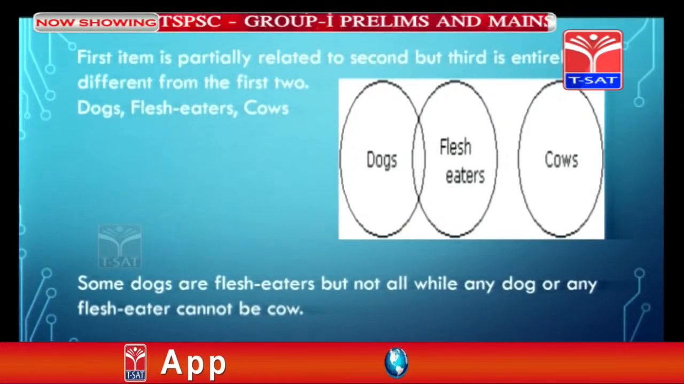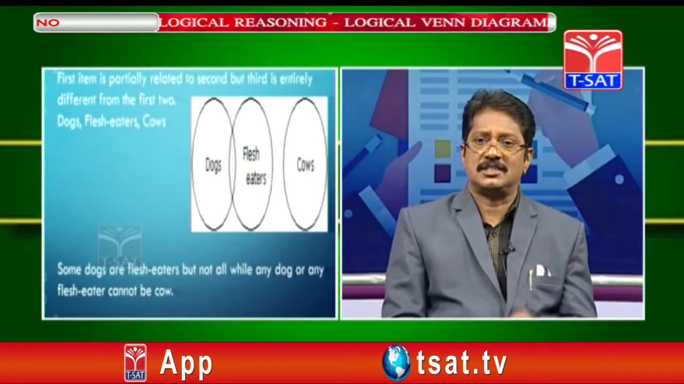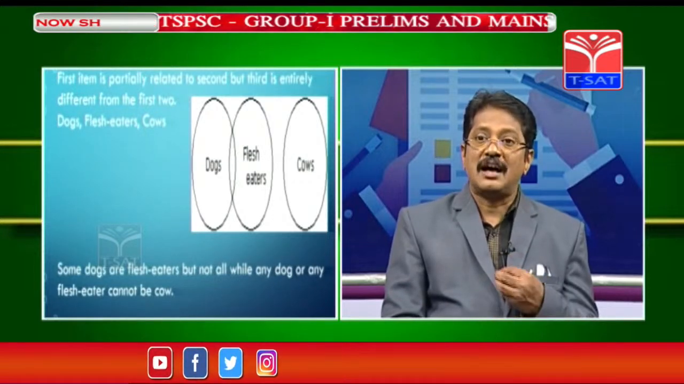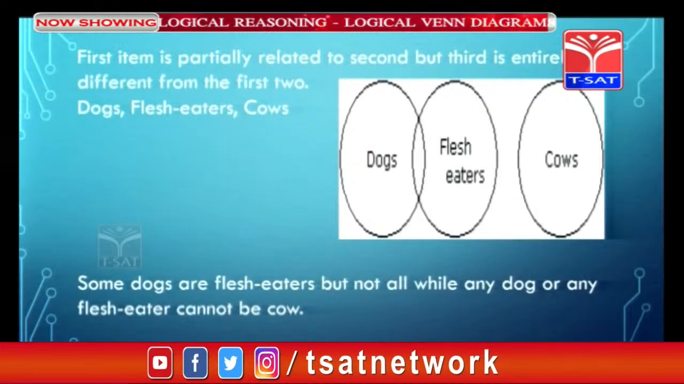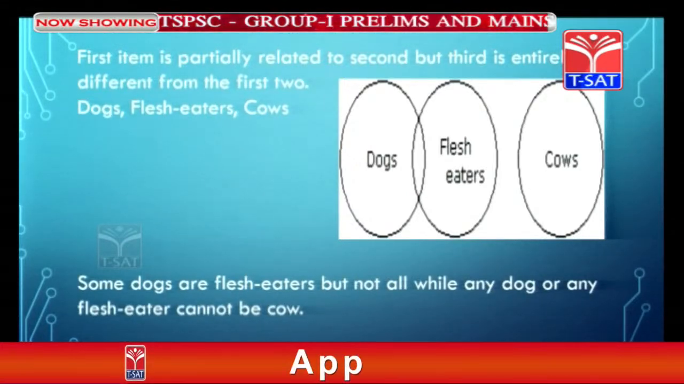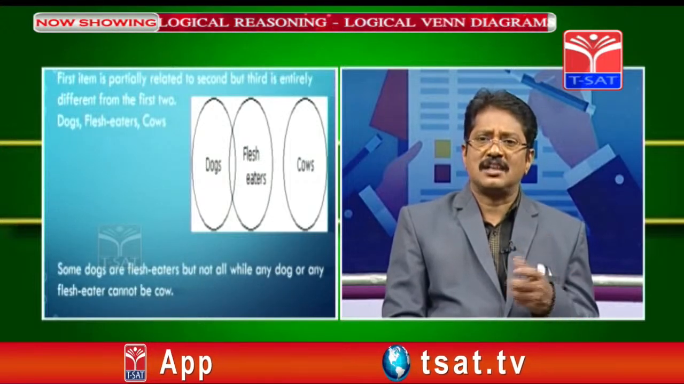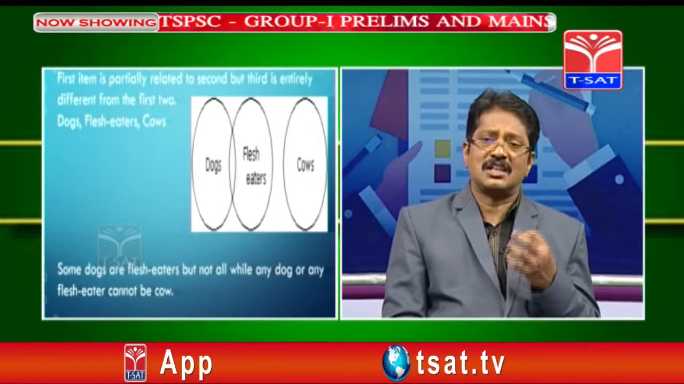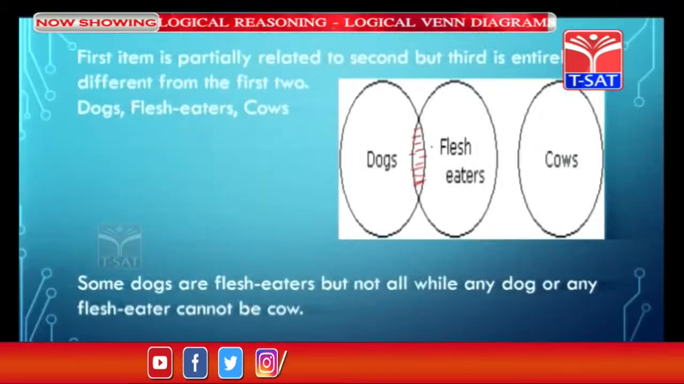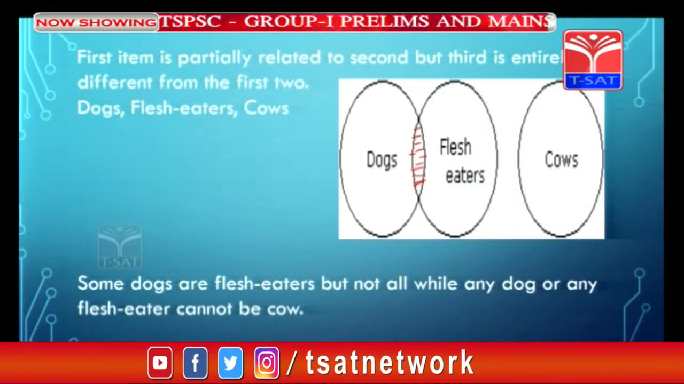Okay, I am taking the same example, but with a small change here. Dogs, flesh eaters and cows. As I just said, all the dogs need not be flesh eaters. There is some relation: some dogs are flesh eaters and some flesh eaters are dogs. So there is an intersection between these two. But cows are not flesh eaters.